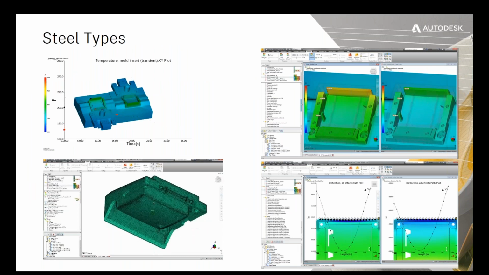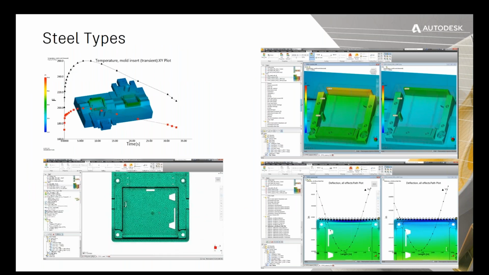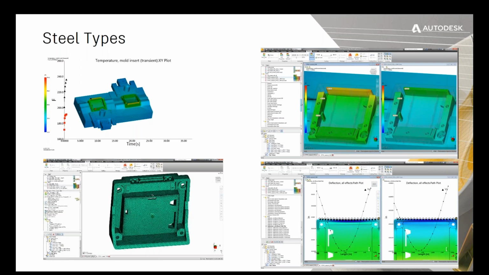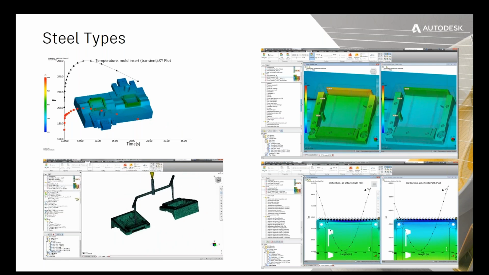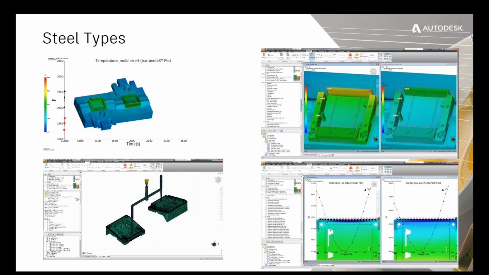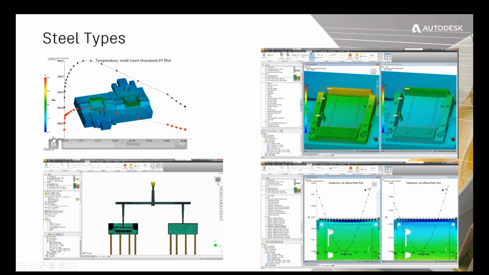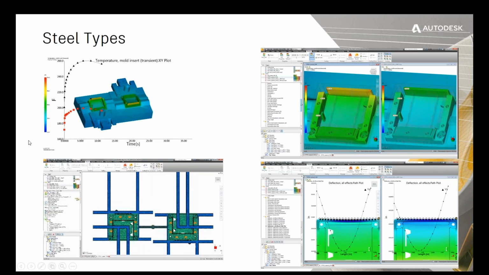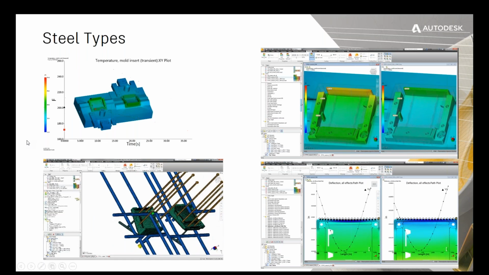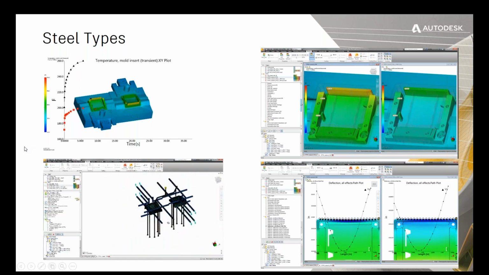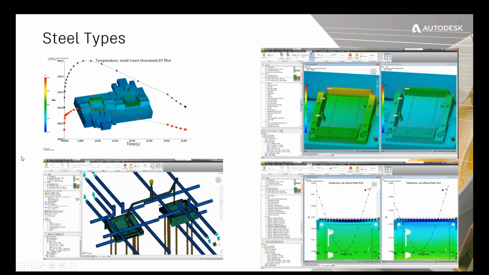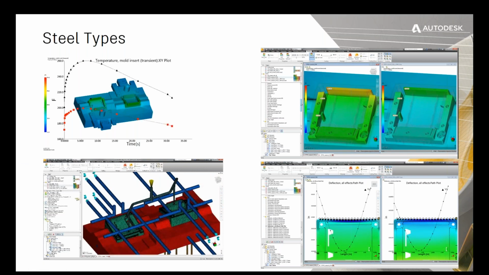Lastly, we want to be able to consider steel types to determine how steel affects our overall deflection, temperatures, cycle time, and so forth. In these videos, the one up top here, you're able to see transient analysis with the temperature of the insert at 2 different points during the cycle, and we're able to overlay that to see how hot it gets throughout the cycle time.